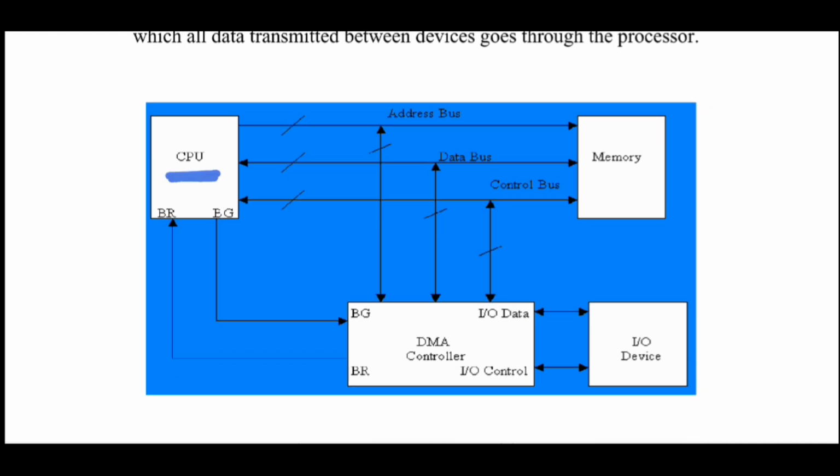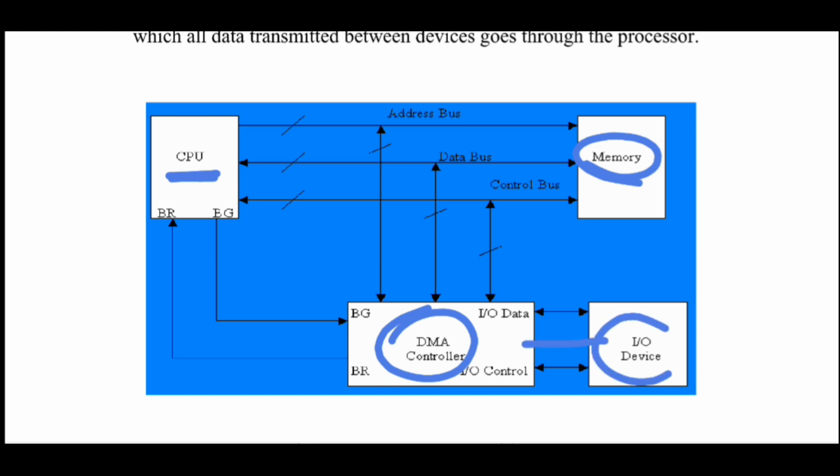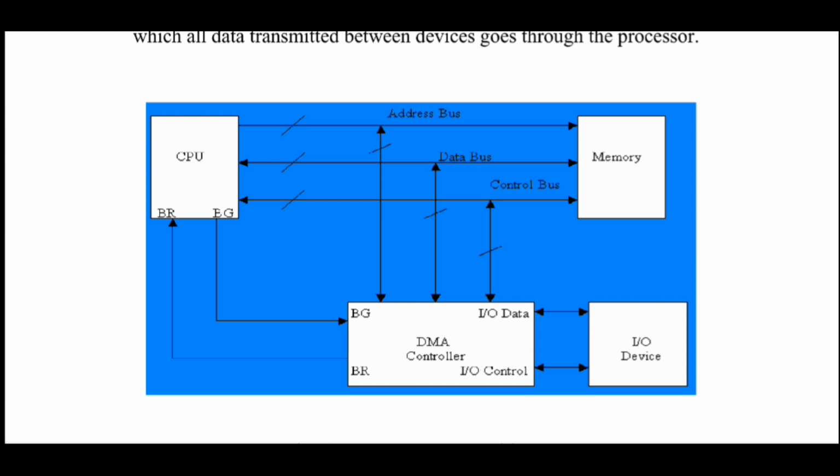Here is a CPU, here is your DMA controller, here is your main memory, and here are your IO devices. First you have to notice the IO device and main memory. These are important things in DMA, because data transfers mostly take place between an IO device and memory, or between IO devices and other devices, such as memory or the CPU.